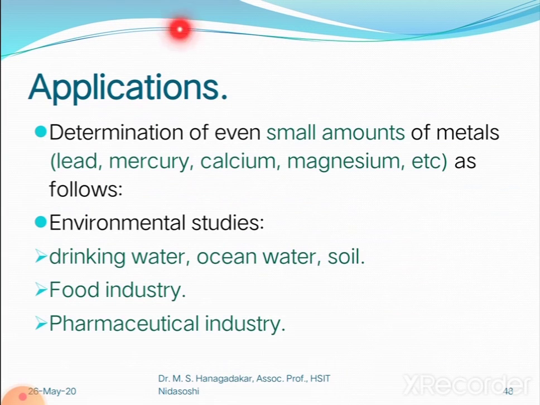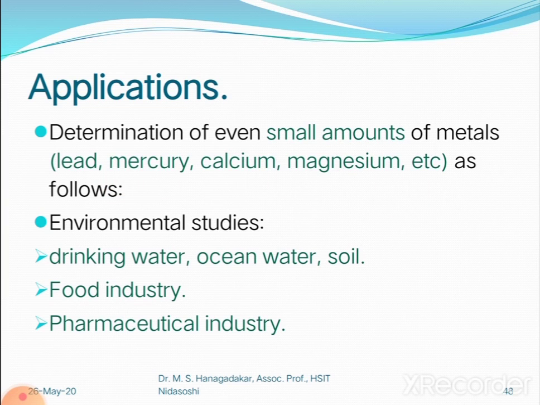Now let us discuss the important applications of the atomic absorption spectrophotometer, where we can use this instrument in various fields of chemical analysis. My dear students, this instrument can be used to determine the purity of the elements present in a sample for various applications. You can analyze even very small amounts of metals if they are present in the sample, like lead, mercury, calcium, magnesium, etc.